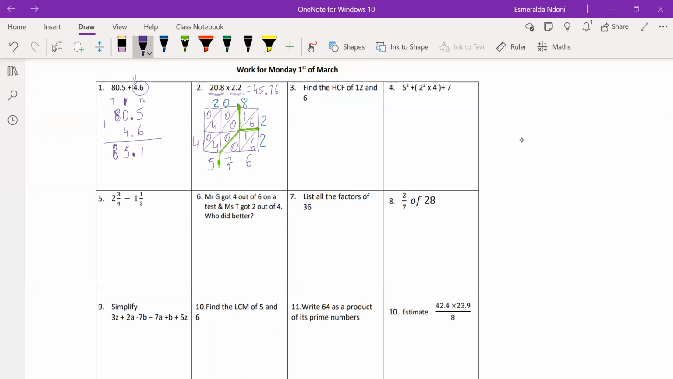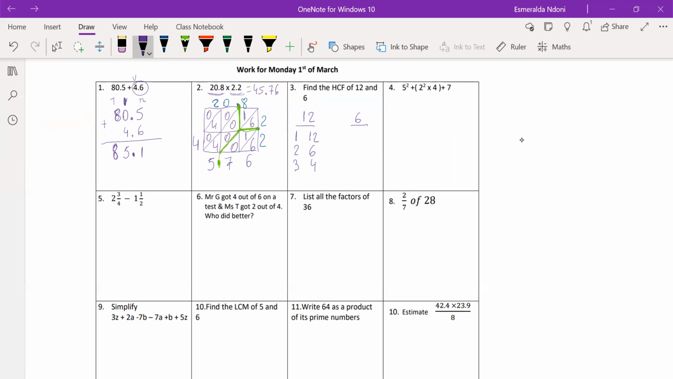Question 3. Find the HCF of 12 and 6. So what we need to do, first of all, is write 12 and write 6. Then we have to find their factors. So factors are always in pairs. 1 with 12. 2, yes, it goes with 6. 3, does it go? Yes, it does, with 4. 5 doesn't go into 12, so that cannot be a factor.